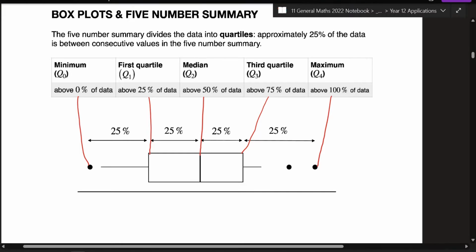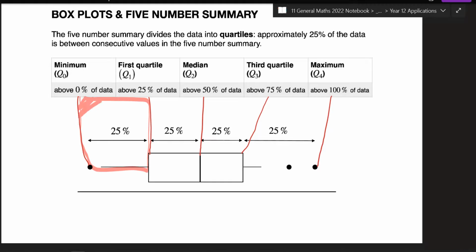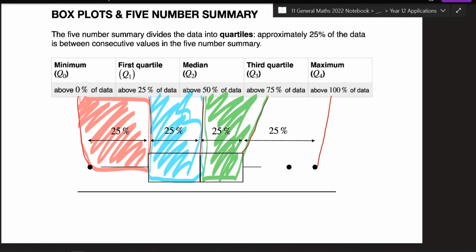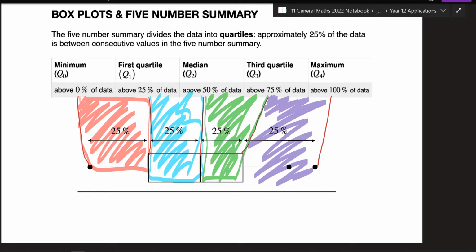Notice what happens here: it splits each section of the box plot into quarters. Between the minimum and the first quartile, you'll find 25% of your data. Do you see that? All the data in there is 25%. Same thing between Q1 and the median: 25% of your data is in there somewhere. Between the median and Q3, same deal, 25%. And the last bit, between Q3 and the maximum, is also 25%. So it splits up your data into quarters.